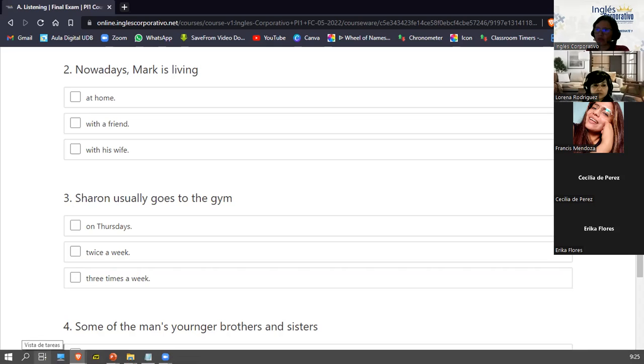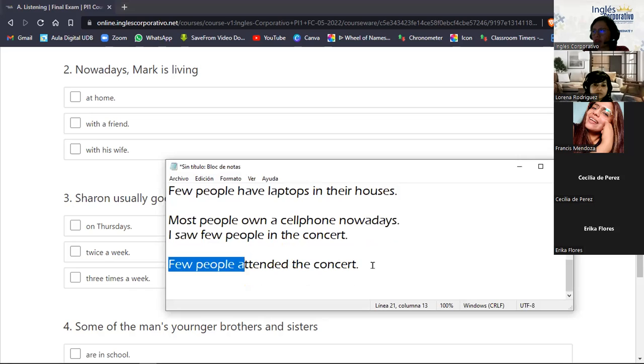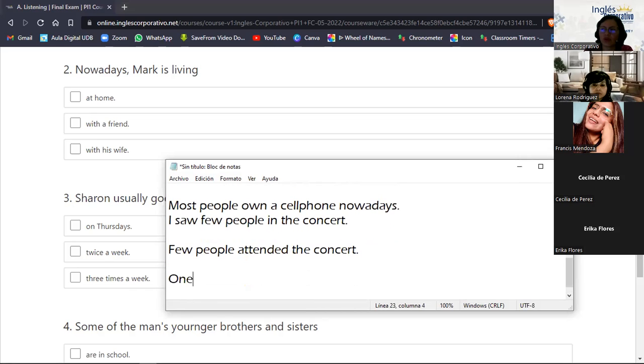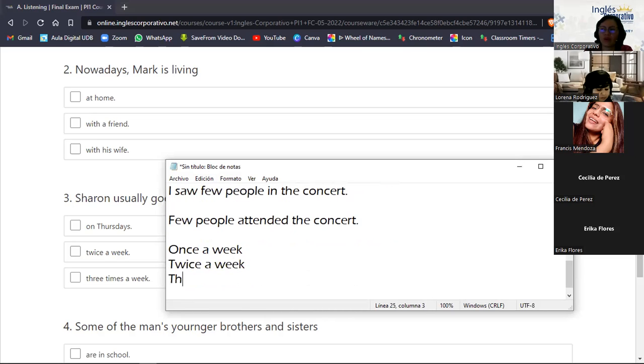And then we have three times a week, right? Y ahí pues usted va agregando el número. For example, I go to the gym three times a week, or I go to the gym four times a week, right? Or I visit my parents once a week, ¿verdad? Ese es el que no está ahí, el once a week, que es una vez a la semana. Vale, si es solo una vez, es once a week. Dos veces, twice a week. Y ahí vamos avanzando. Three times, ahí sí agregamos.